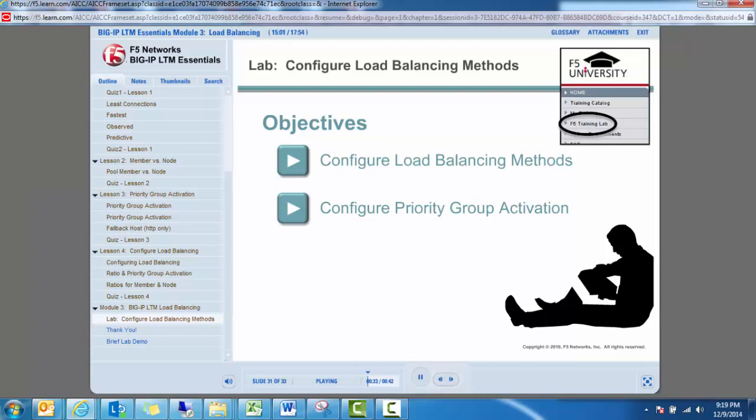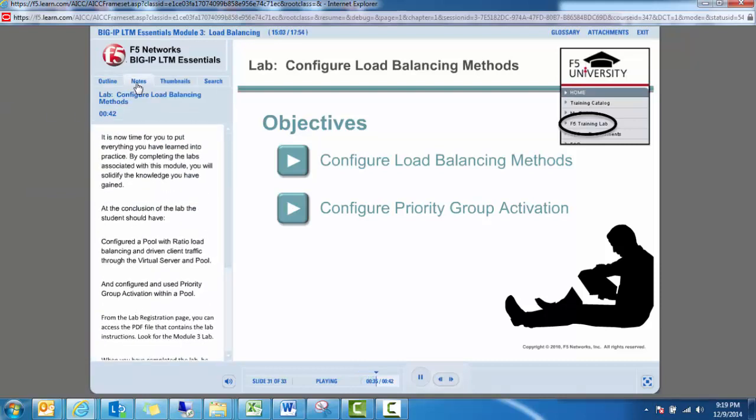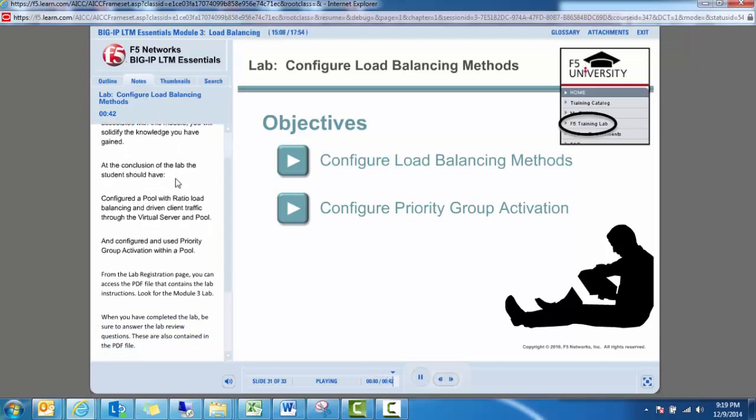When you've completed the lab, be sure to answer the lab review questions, also contained in the PDF file. Click the arrow at the bottom of the screen when you're ready to continue.